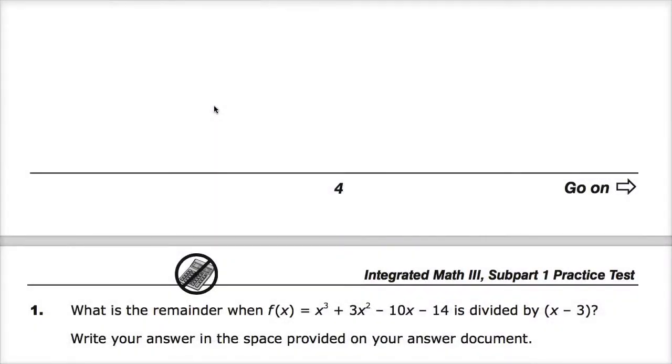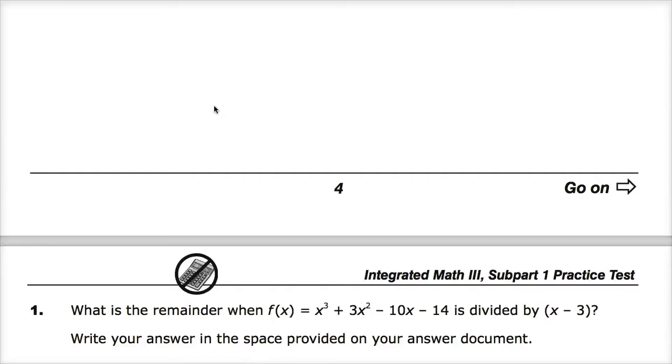What is the remainder when the function x to the third plus 3x squared minus 10x minus 14 is divided by the quantity x minus 3? And they'll give you a box and ask you to write your answer in the space provided. Now, there's a couple ways we can go about doing this.